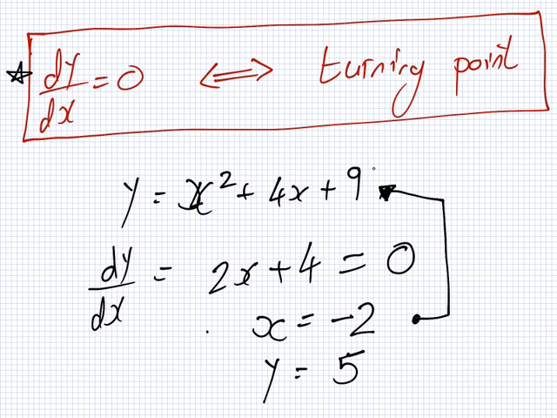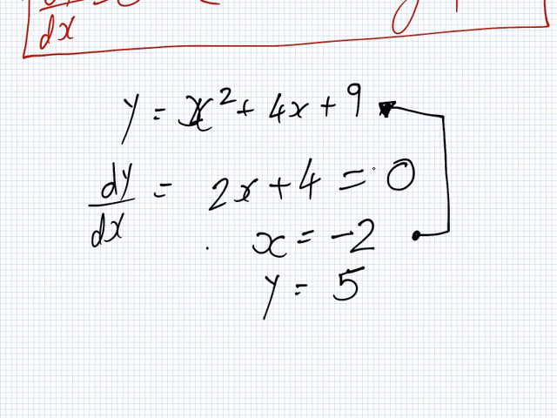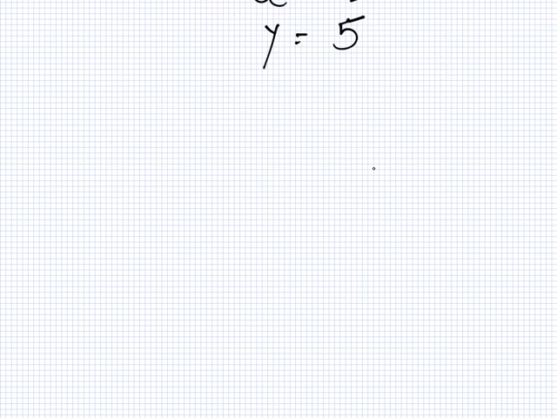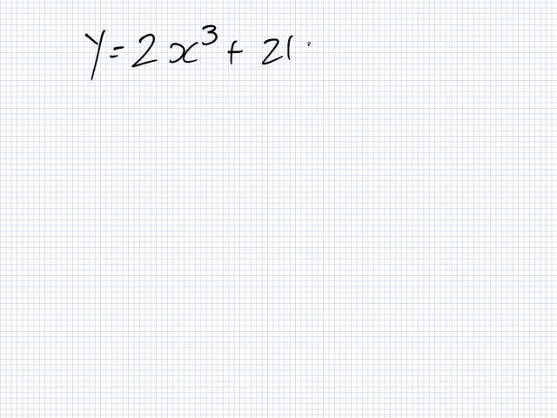Okay. Now, in this quadratic, there's only one answer. But if you remember your graphs of cubics, like this one here, there can actually be 2 turning points. So let's have a look at an example with a cubic now: y equals 2x cubed plus 21x squared plus 72x plus 12.